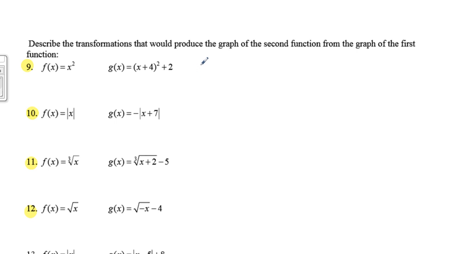Okay, hopefully you said it would shift, because you see there's something inside the function. That's a plus 4. That means it goes left, right? It's counterintuitive. So left 4 units. Make a little bullet point. And then it's going to do another shift. This time it shifts plus 2 outside the function, up 2 units. All right?